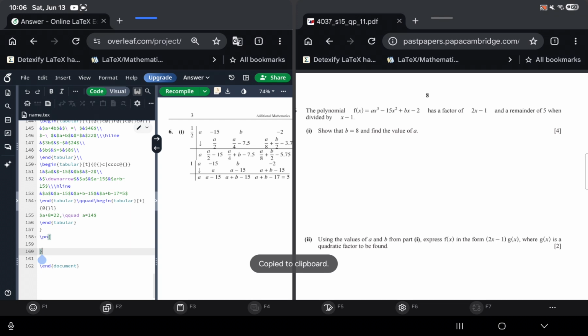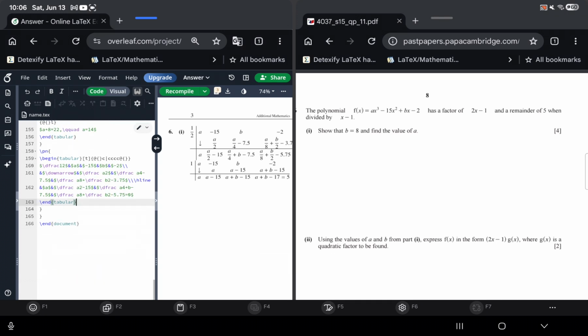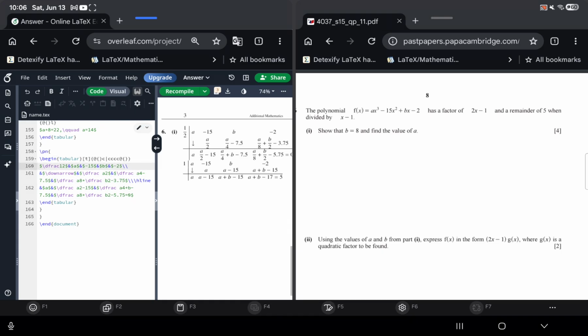But thankfully we just need to copy this and compute. A is what? A is, as you said, 14. A is equal to 14 and b is equal to 8. Nice. Down arrow.